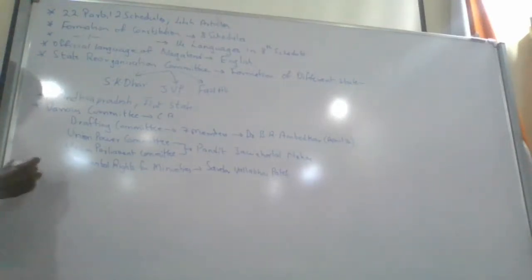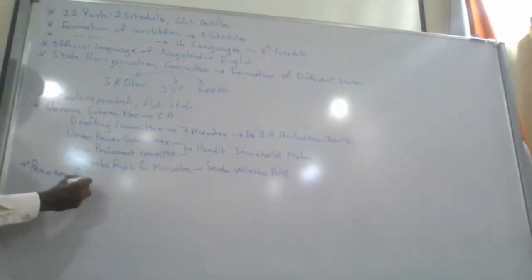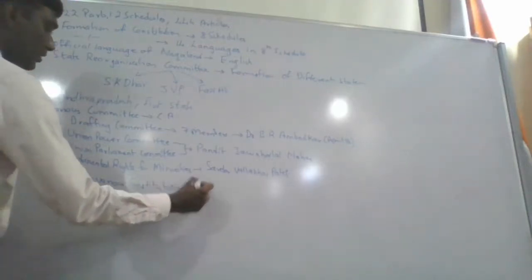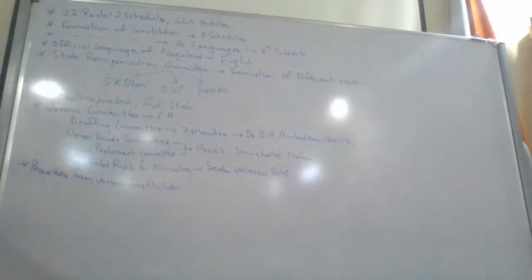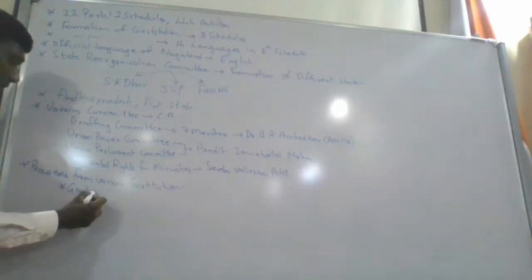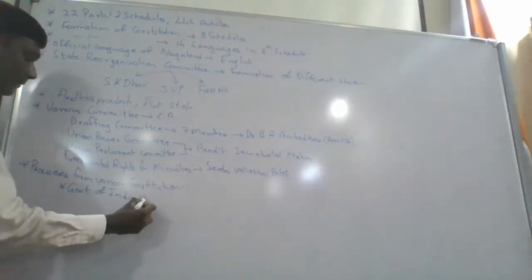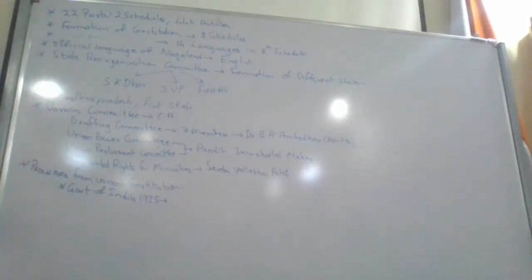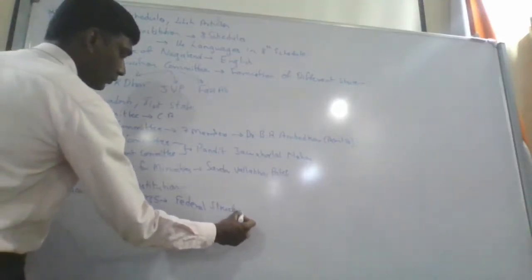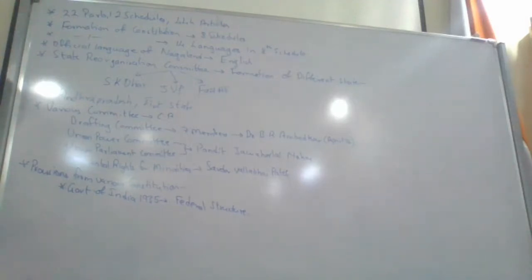Next, provisions from various constitutions. First one, Government of India Act 1935. The Federal Structure of India. Next, under Government of India Act, we have a lot of things. Okay, we'll see one by one.